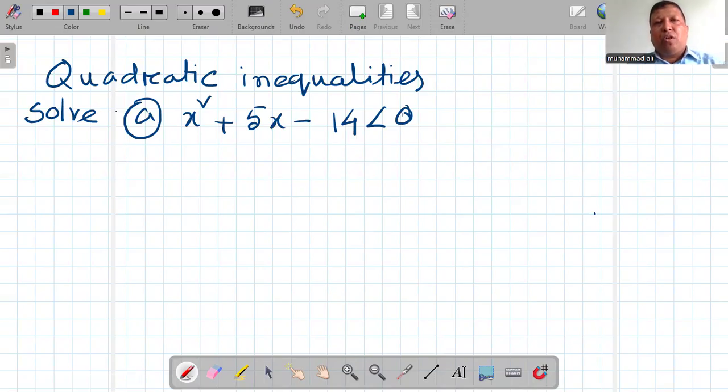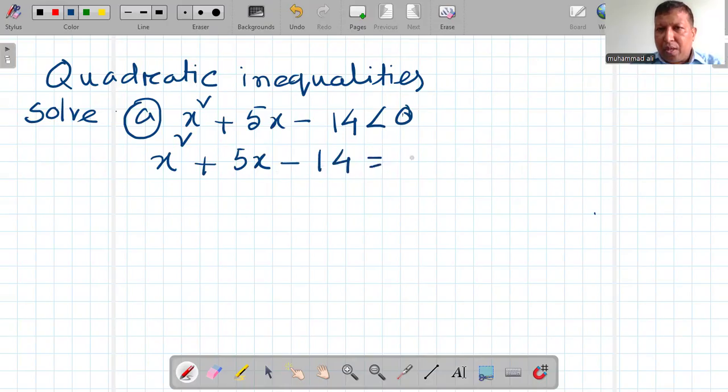Today we try to solve some questions from quadratic inequalities. So question A: x squared plus 5x minus 14 equals 0. At first, we try to solve this like an equation. x squared plus 5x minus 14 equals 0. We will do the factorization here.